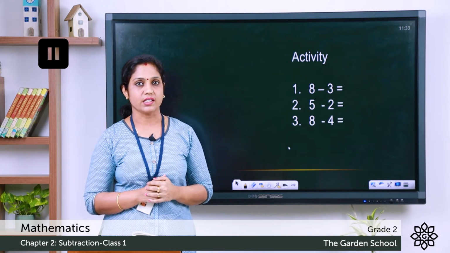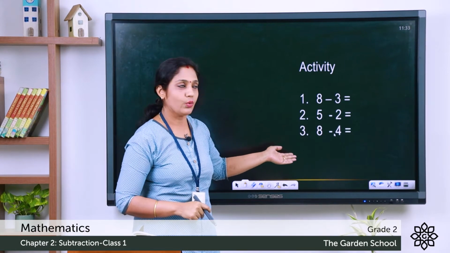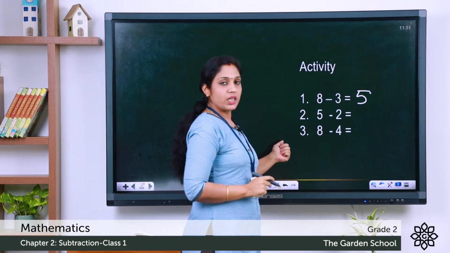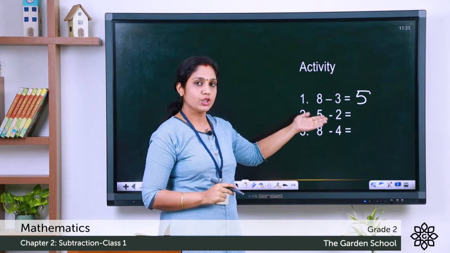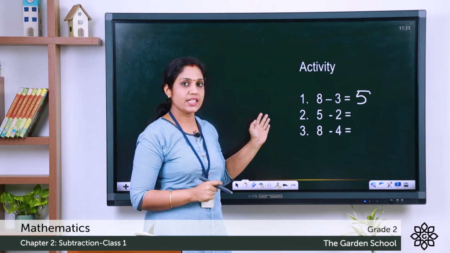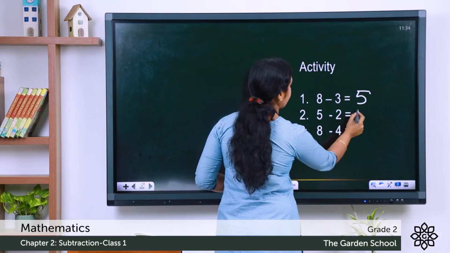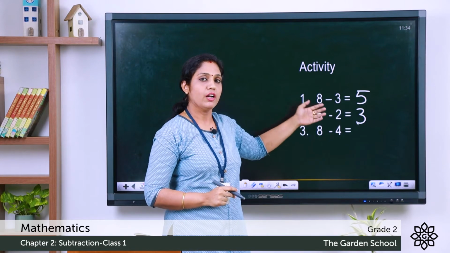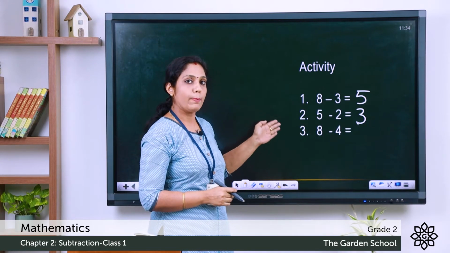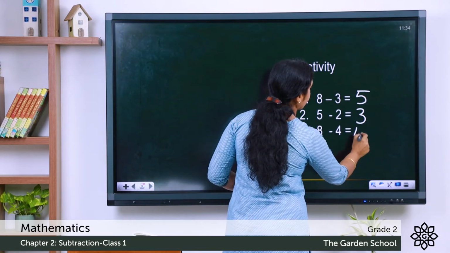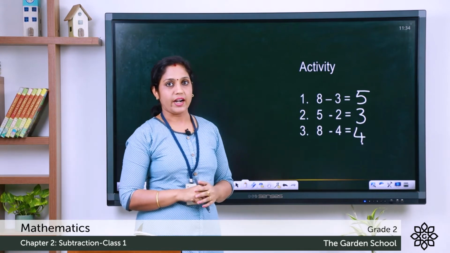We'll check the answers. 8 minus 3 is equal to 5. Second one is 5 minus 2. From 5, we need to count 2 backwards. And what is the answer? 3. Next, 8 minus 4. From 8, count 4 backwards. And what do we get? We get 4. So, hope your answers are correct.